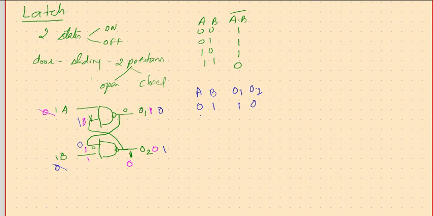And whenever b is made 0, then o1 will become 0, o2 will become 1. That means if you look at it, o1 is always the complement of o2 or vice versa. So these two are the same outputs but in complement forms. So if this is 1, this is 0, if this is 0, this is 1, that is 100% sure.